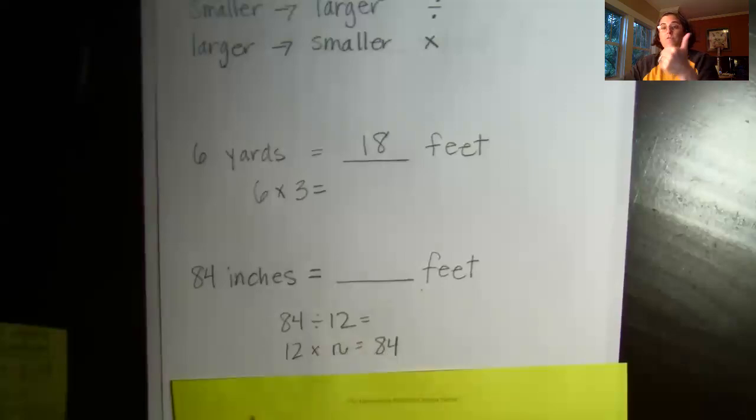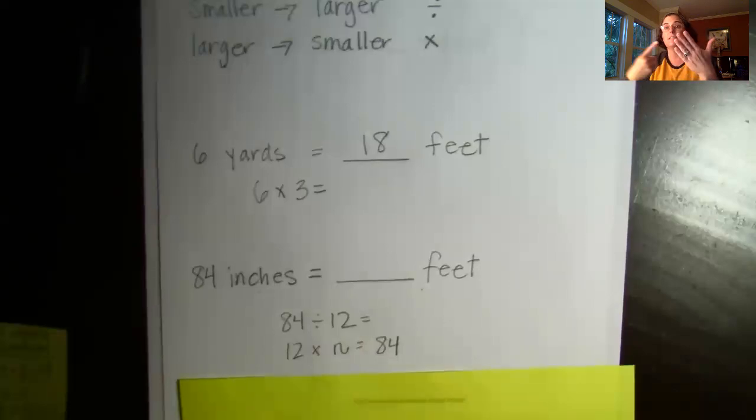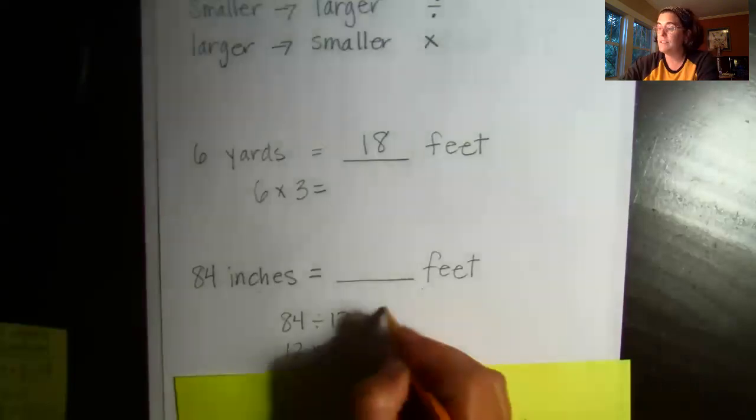12, 24, 36, 48, 60, 72, 84. So I know that 7 times 12 is 84.